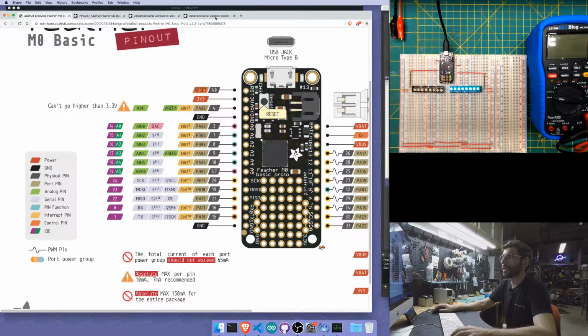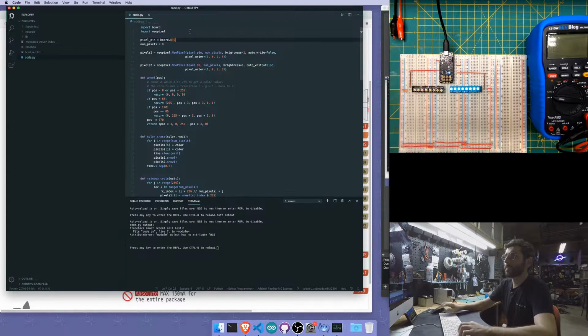I mean, we can't say A5. Is this gonna work? Oh, well, there you go. I guess you can reference the... You can write digital to the analog pin, and it's referenced as an analog pin. Okay.